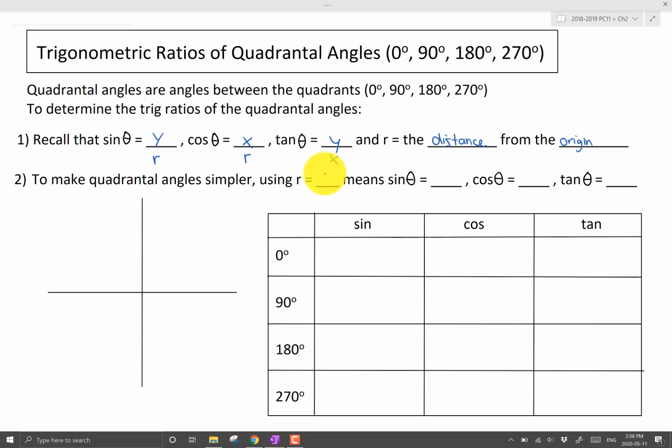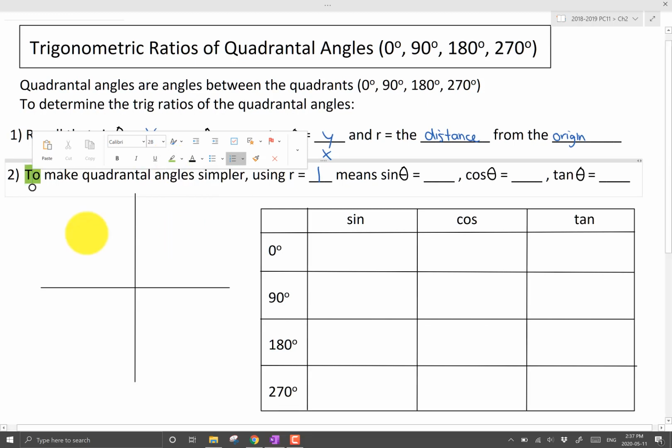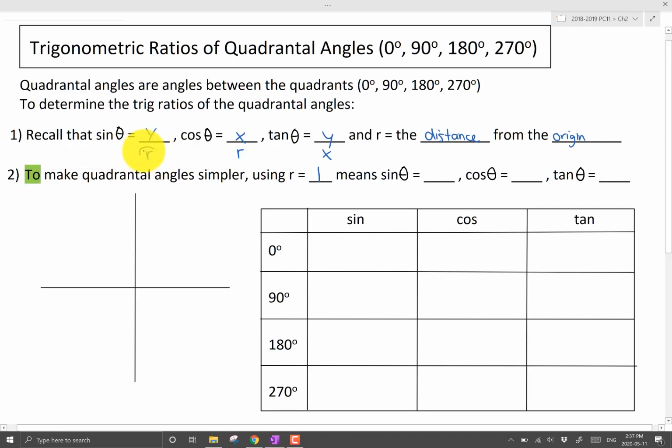Okay? So to make quadrantal angles simpler for you to recall and understand, what we're going to do is use an r value, or the radius, equal to 1. If r was equal to 1, both of these r's will be inconsequential, because they're equal to 1. So in that case, the sine ratio would be equivalent just to the y-coordinate, the cos ratio would just be equal to the x-coordinate, and tan would still be the y-coordinate over the x-coordinate.